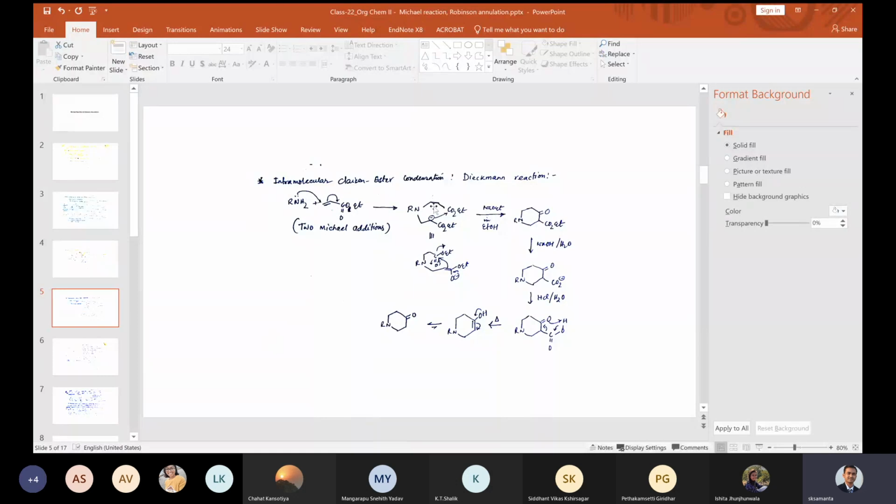Okay, so basically you get this one, and then if you treat this one with a base, basically an intramolecular Claisen ester condensation will take place. Intramolecular Claisen ester condensation is known as the Dieckmann reaction. So this negative charge will then attack this ester molecule to form this cyclic product.